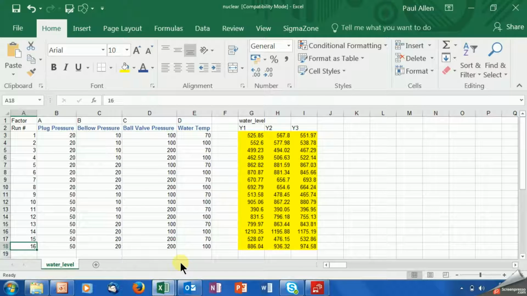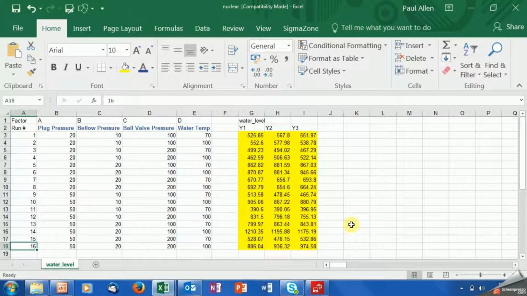Just to explain what the process is supposed to be doing, the theory is that we are controlling the water level in a nuclear reactor, and we have 4 factors: plug pressure, bellow pressure, ball valve pressure and water temperature, and we are measuring water level.